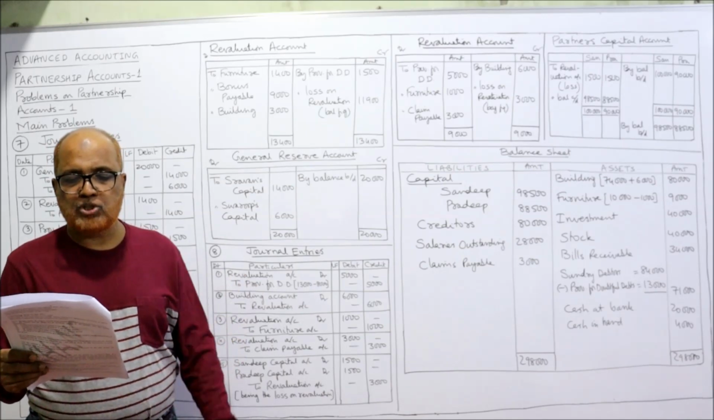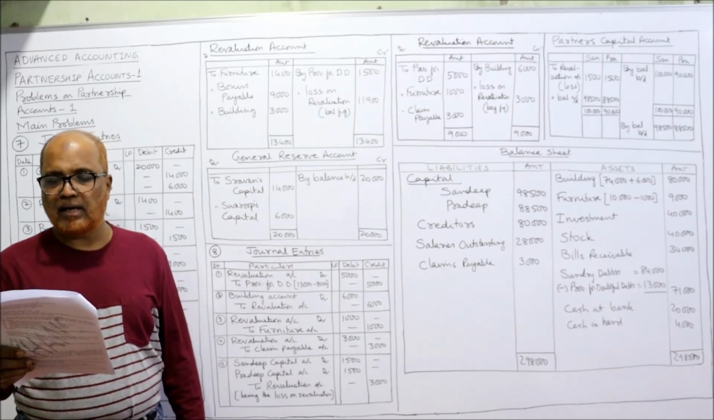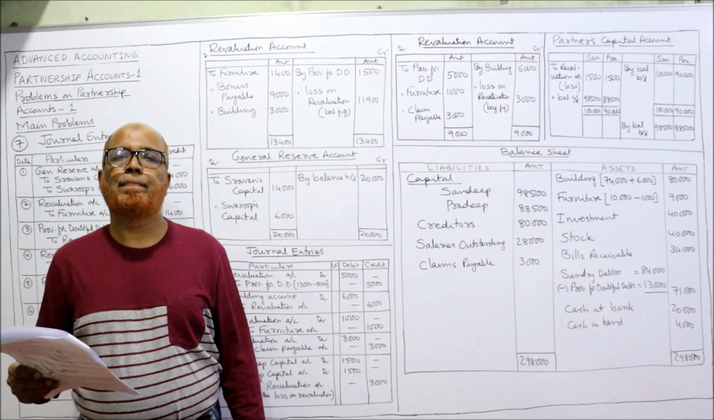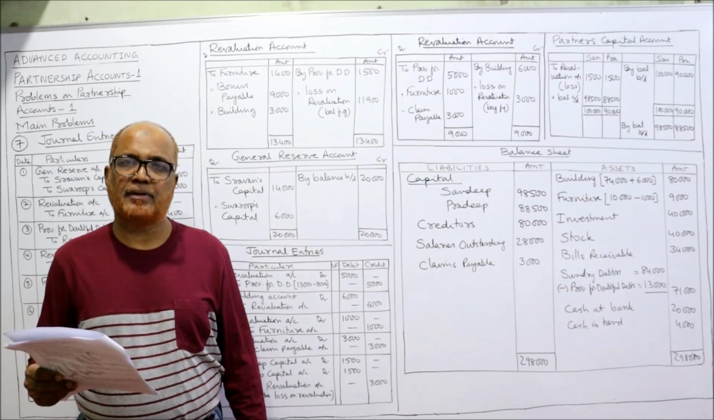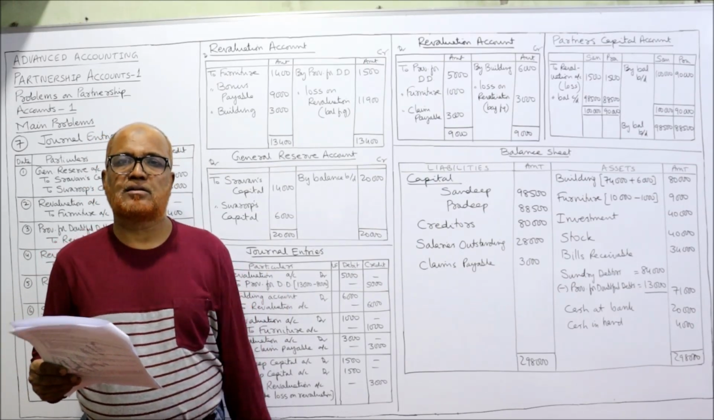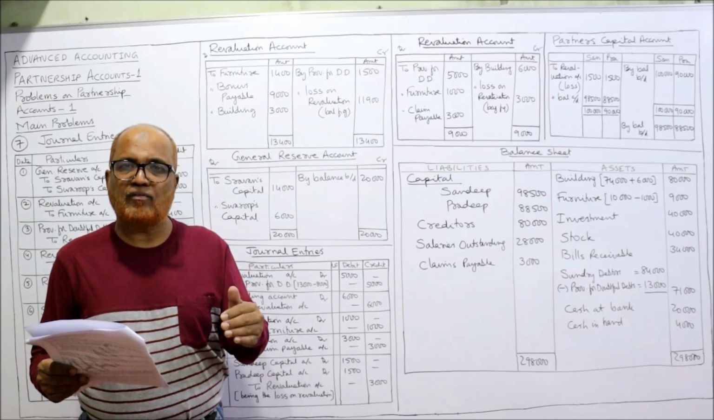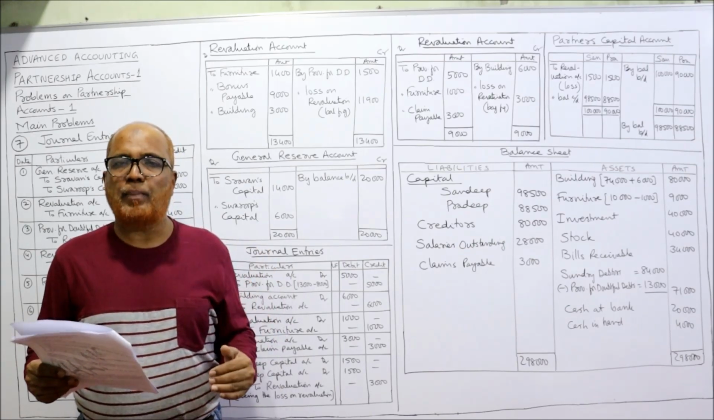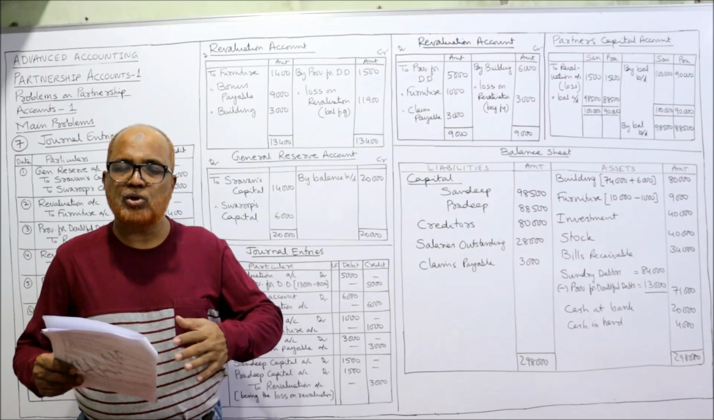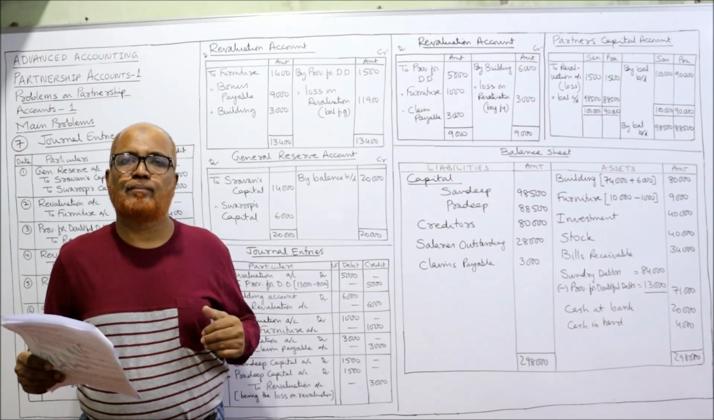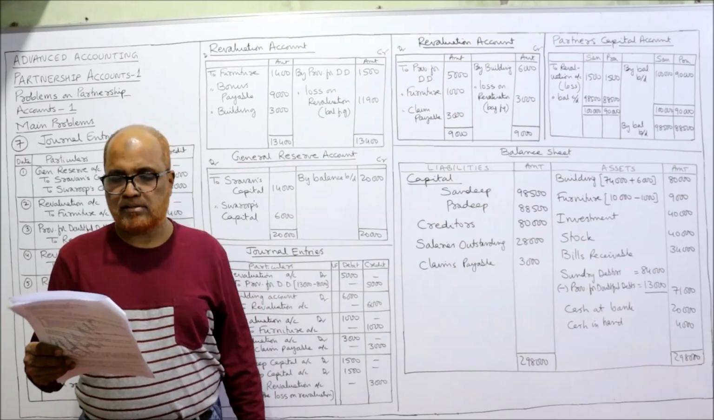Before Navdeep joined as partner, the following adjustments were to be made. A new partner Navdeep is going to be admitted. So before the admission of Navdeep, the old partners Sandeep and Pradeep want to make some changes in the assets and liabilities.